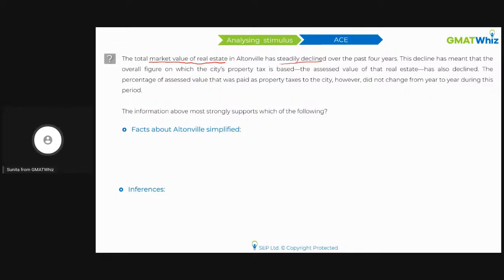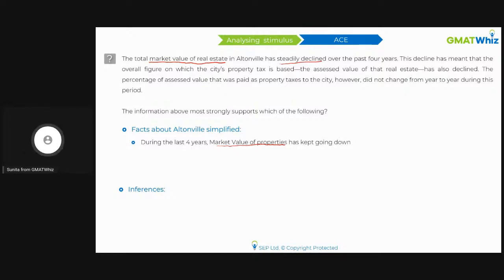Now, let's say I don't know what market value is. At least I know it's market plus value. So the market value, or the value for which the real estate is sold on the market, probably. Let's say I don't know anything more than that. This decline. Which decline? So far we know that during the last 4 years, the market value of properties has kept going down. I simplify the language in my own words, guys. You don't know how this will help you tremendously. Okay, this decline in the market value of properties has meant that, okay, what has it meant?